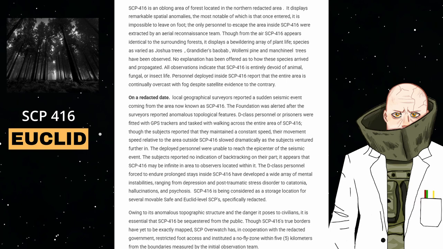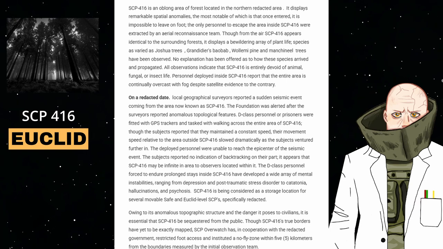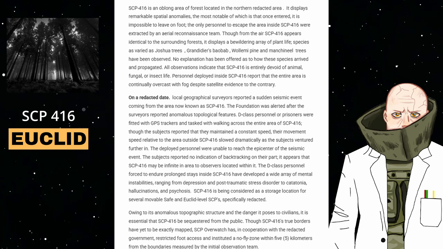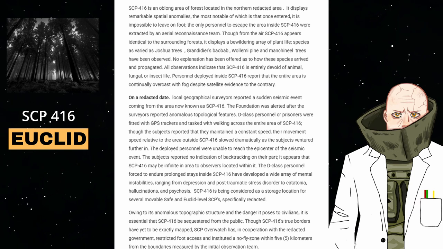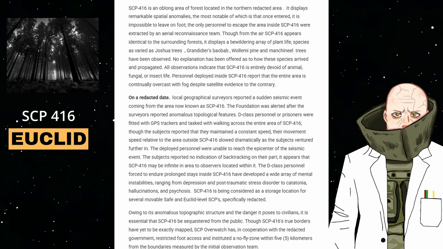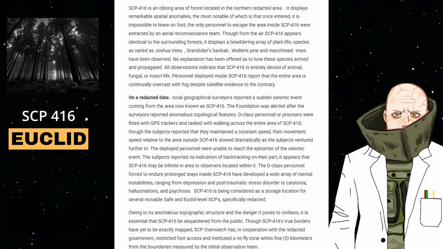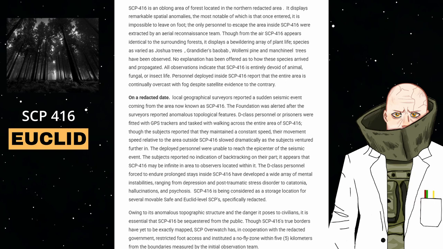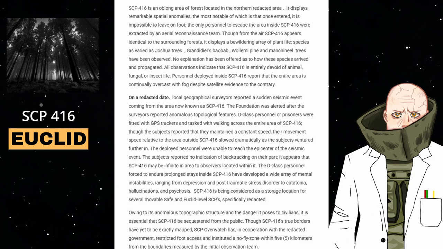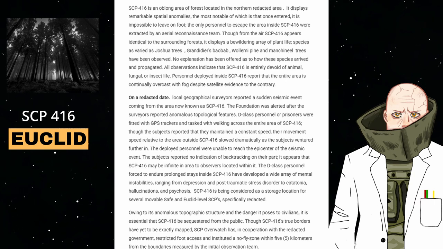Owing to its anomalous topographic structure and the danger it poses to civilians, it is essential that 416 be sequestered from the public. Though 416's true colours have yet to be exactly mapped, SCP Overwatch has, in cooperation with the redacted government, restricted foot access and instituted a no-fly zone within 5 kilometers from the boundaries measured by the initial observation team.